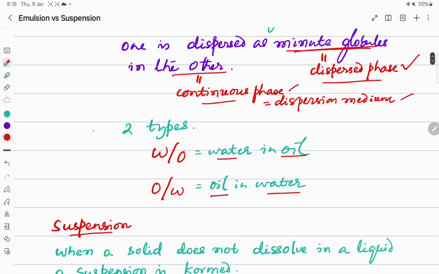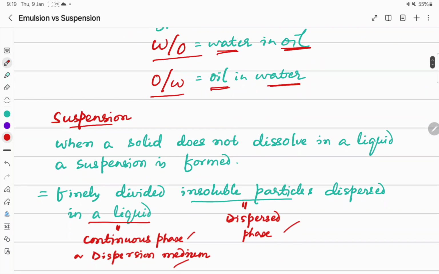So it is of two types, W by O, water in oil, and O by W, oil in water. In case of W by O, water is the dispersed phase and oil is the dispersion medium or continuous phase. In O by W, oil is the dispersed phase and water is the dispersion medium or continuous phase.